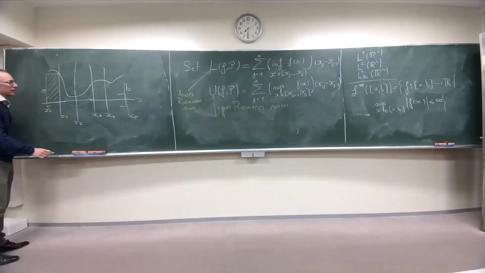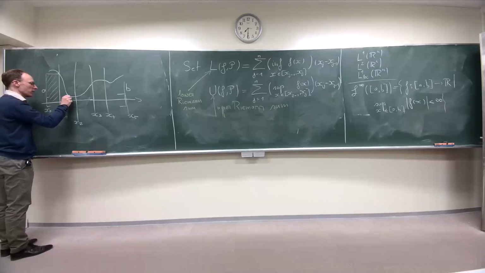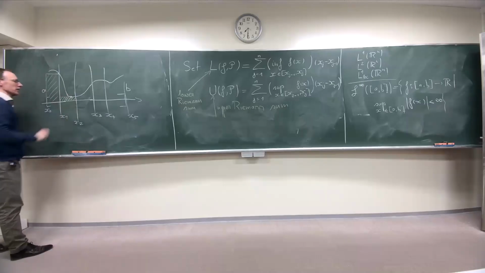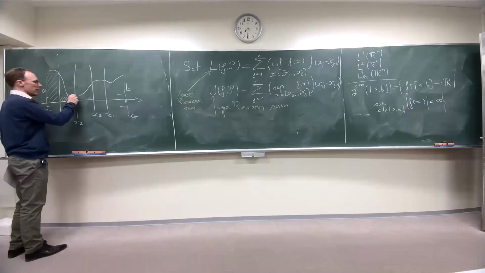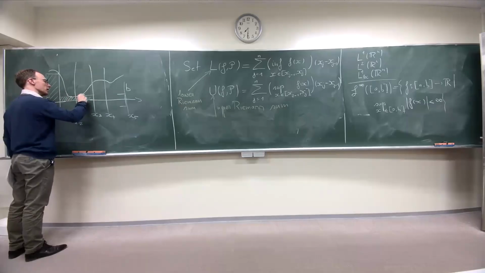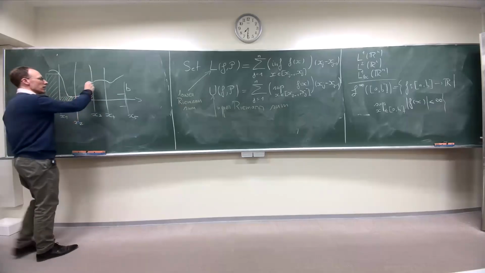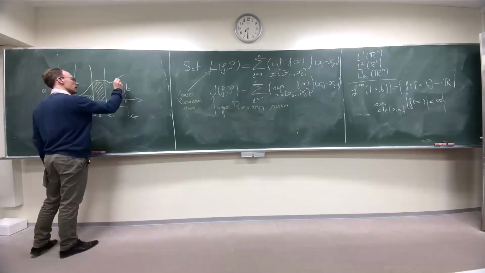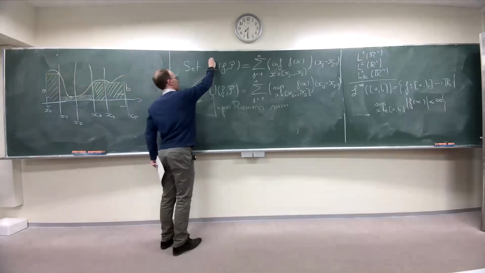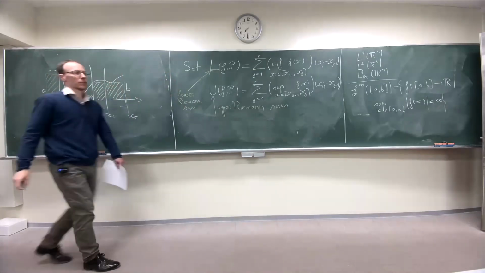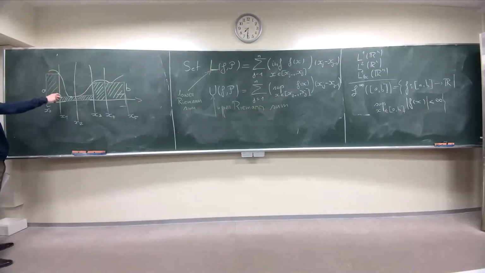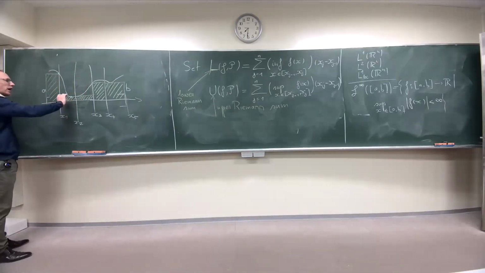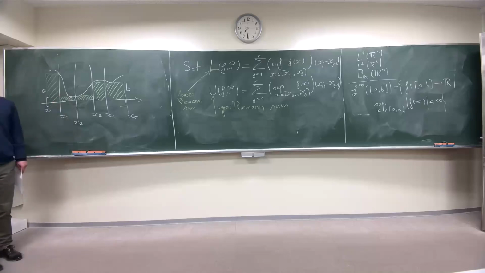Then what is the second? In the second interval, I take the minimum value of the function on this interval and I multiply by the size of the interval. Then again, the minimum value, and I multiply by the size of the interval. Then this quantity, and then this quantity. So this is L, the lower Riemann sum. I'm taking the product of the size of the interval times the minimum value of the function in this interval.